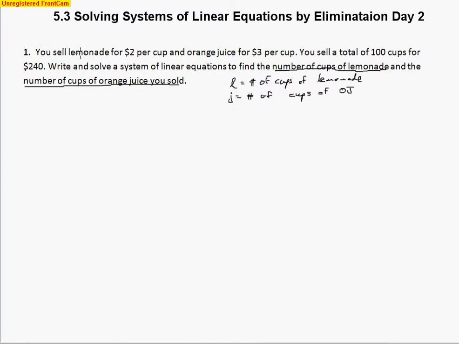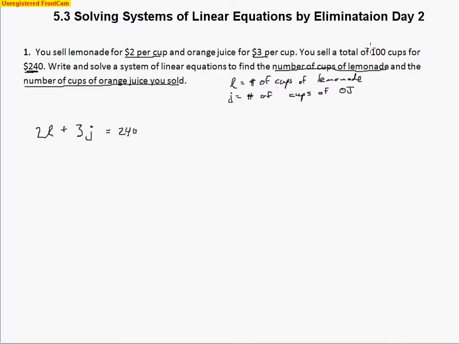So it says you sell a cup of lemonade for $2. And so a cup of lemonade, L, times the price, $2, is going to give us the amount that we're going to end up selling of lemonade. And here it says that orange juice costs $3 a cup. So we have plus the number of cups of orange juice times the cost equals the amount of money that we made on orange juice. So if we add these two together, it says that we made a total of $240.